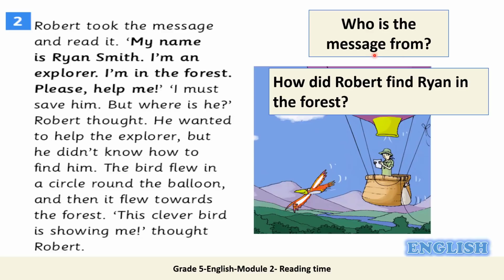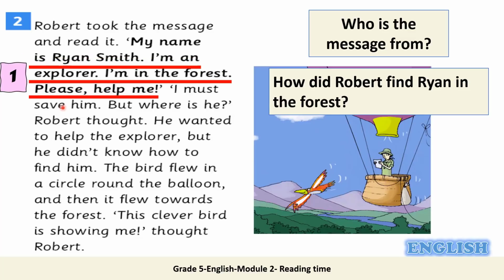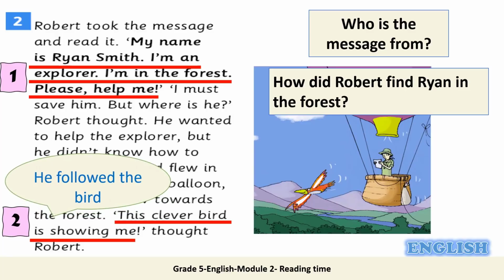Who is the message from? Excellent! The message is from Ryan Smith. He is an explorer in the forest. He needs help. How did Robert find Ryan in the forest? Actually, we cannot find the answer here directly in the text, but we can find the clue. This clever bird is showing me. That means he followed the bird.